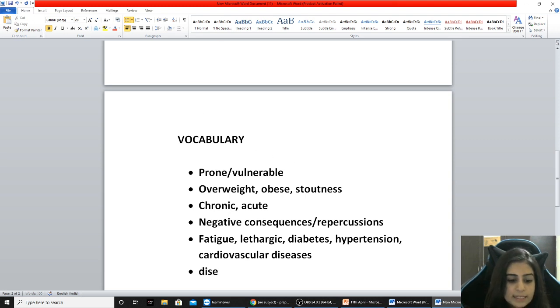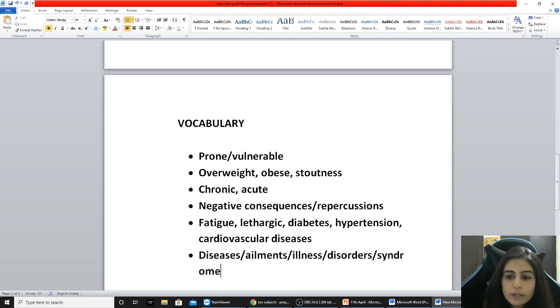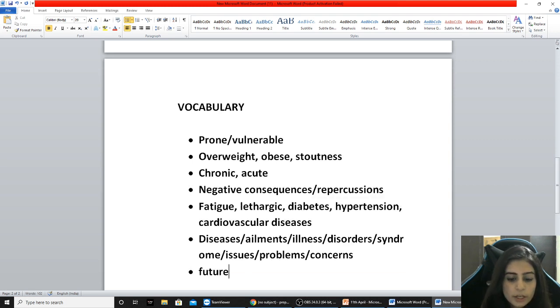So you can write diseases, you can write ailments, illness. Good job, guys. Amritpal, ailment, Anu, illness, that's good. Disorders, good job again. Syndrome. Now, syndrome is very specific, so you can use it in a specific way. And you can use the general terms like issues, problems, concerns. Sick is not right. And the people who were talking about the synonyms of future, it would be future, upcoming years, over the period of time.